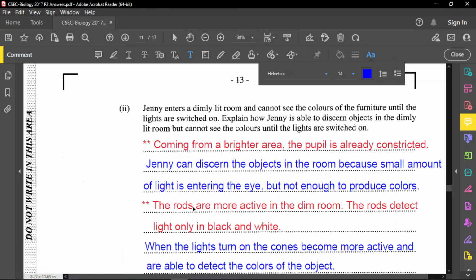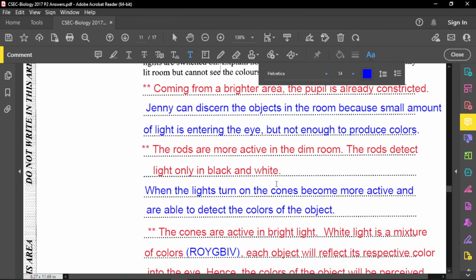the part of the retina that is active here are those light sensitive cells we call the rods. So the rods are more active in the dim room, and the rods detect light only in black and white. So it's night vision, in other words. So you can't see colors when you have little to no light. The rods are active. The cones are inactive for the most part, right?